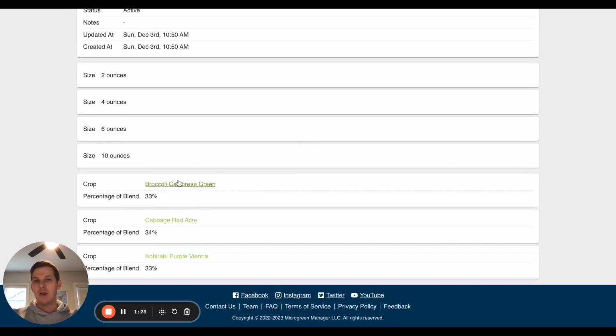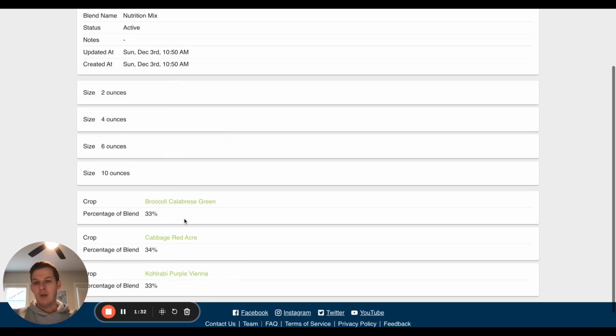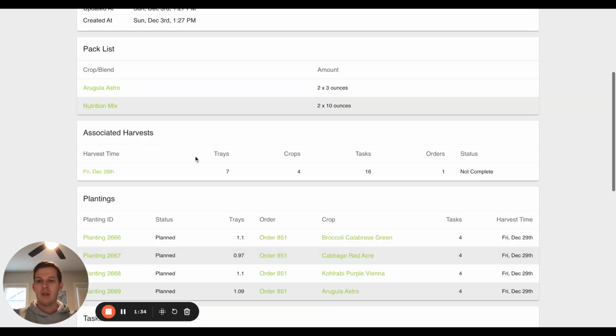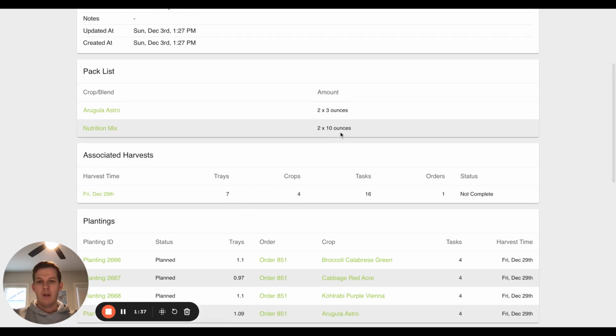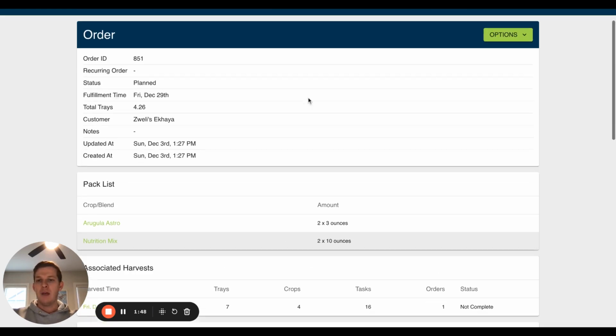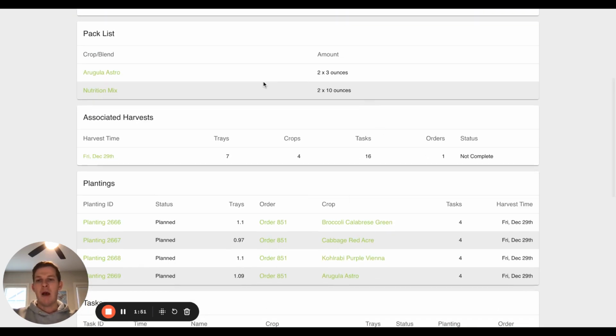The other layer here is that your nutrition mix or any blends has both the average yield per tray for each crop of that blend, but also the by weight percent contribution that each crop is contributing to that blend. So in this case, a roughly equal split of 1/3 each. That'll go toward the total 20 ounces, which means about 6 to 7 ounces per crop for this whole nutrition mix order. And so what the software is doing is it's saying we need a certain amount of ounces of product for each crop, for each part of this order.